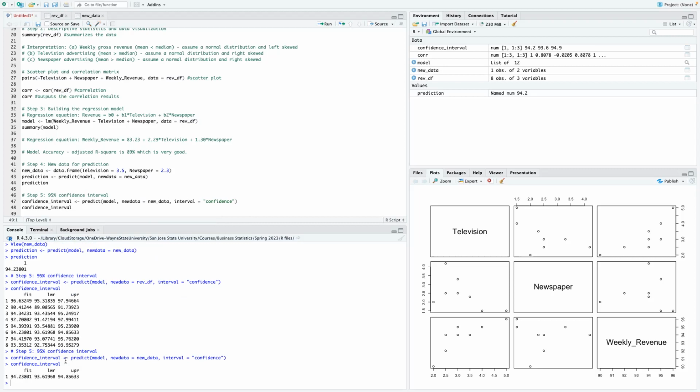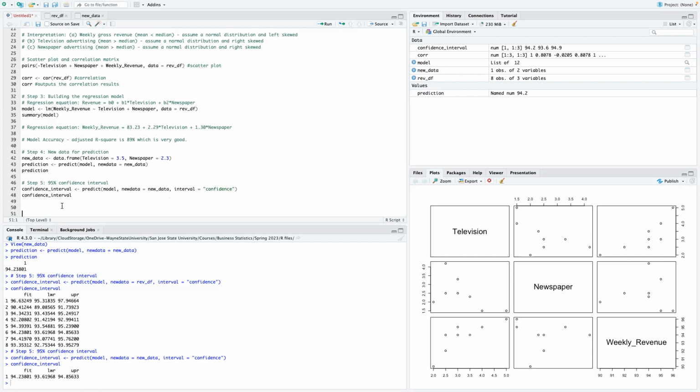And we have the confidence interval there, right? So you could see that for our new prediction of 94.23, the lower confidence interval would be 93, all the way to 94.85. That's going to be our upper confidence interval. So that's basically different ways that you could do it. I'd leave you to figure out how to do it if you wanted to merge the new data into our existing data.